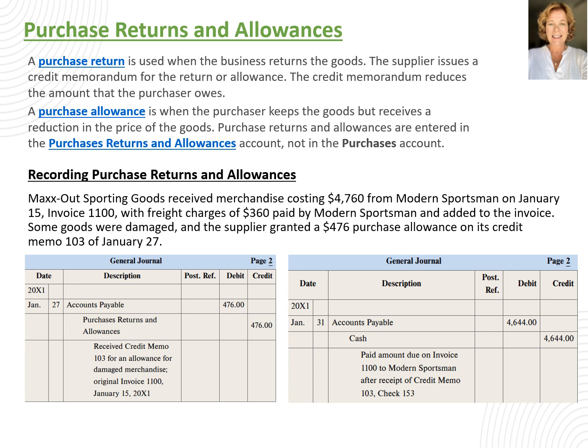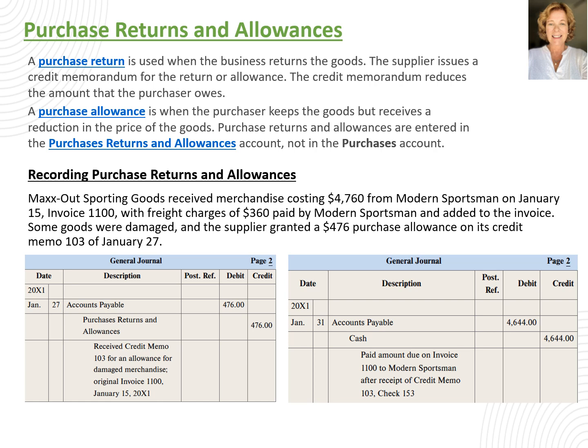Purchase returns and allowances are entered in the purchases, returns, and allowances account, not in the purchases account. The purchases, returns, and allowances account is a complete record of returns and allowances. Business managers analyze this account to identify problem suppliers. Purchases, returns, and allowances is a contra expense under cost of goods sold. The normal balance of cost of goods sold is a debit. The purchases, returns, and allowances account has a normal credit balance.